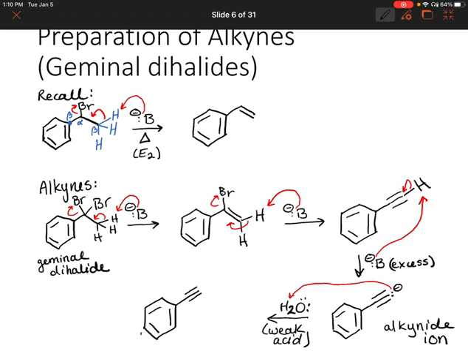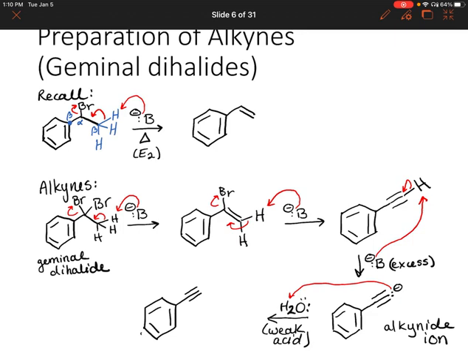However, that intermediate, the alkynide ion, is pretty stable because recall in our last lecture we talked about how the carbon that is negatively charged is sp hybridized. And that means that lone pair of electrons is really close to the nucleus. And that's very stabilizing. So this is a very stable intermediate. So forming that intermediate is not a problem energetically.